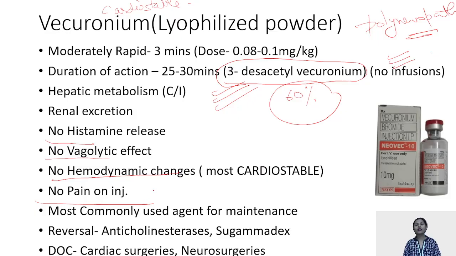The reversal is your neostigmine or your sugammadex. Both can be used to reverse vecuronium. It is the drug of choice in your cardiac surgeries and your neurosurgeries because it is cardiostable. But vecuronium is not given in cases of anticipated difficult intubation because of its intermediate duration of action.